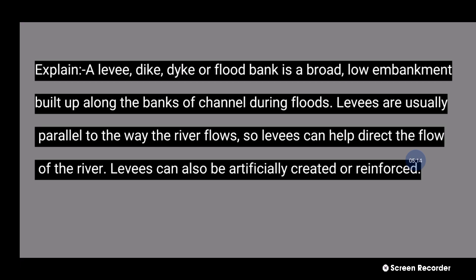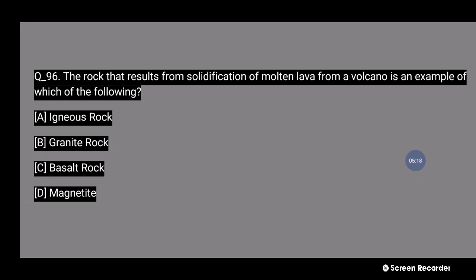Next question, 96 number question কি বলছে, the rock that is the result of the solidification of molten lava from a volcano is an example of which of the following? এই চারটি অপশনের মধ্যে কোনটি হবে?